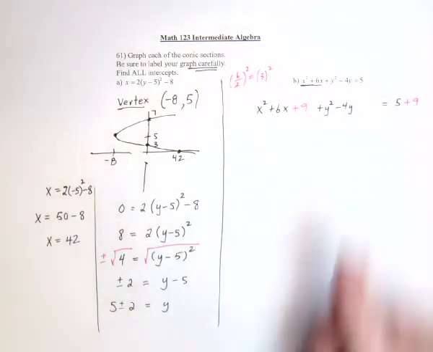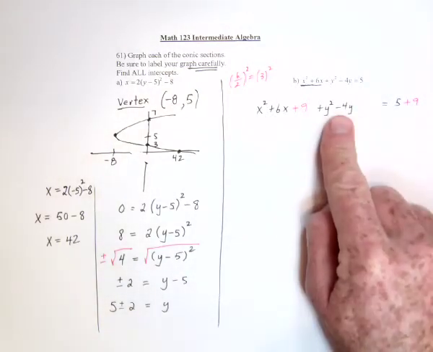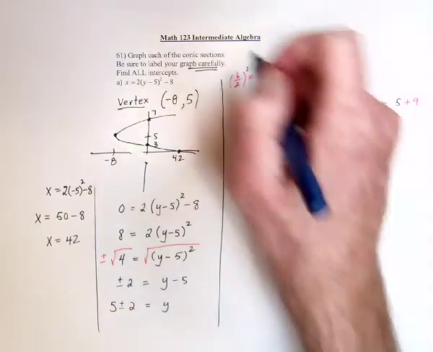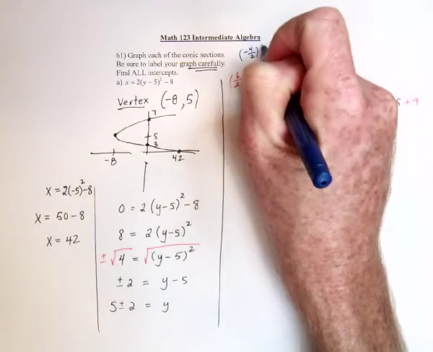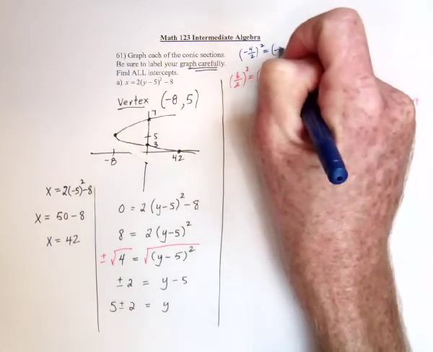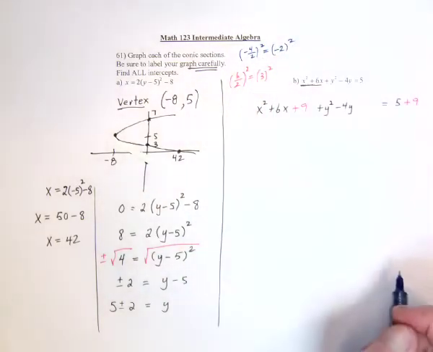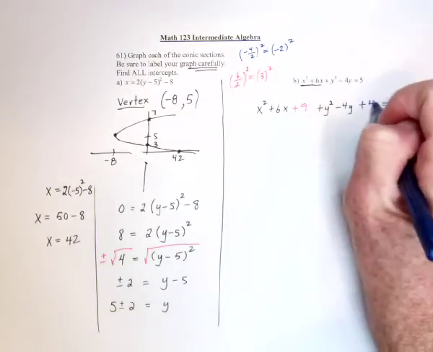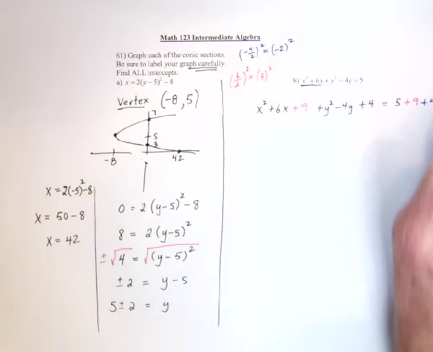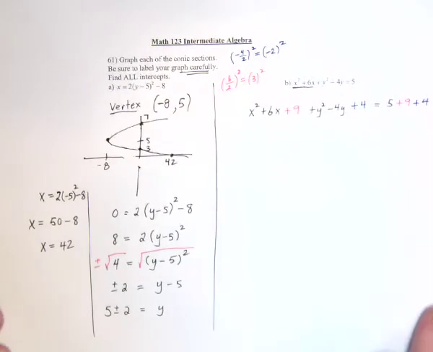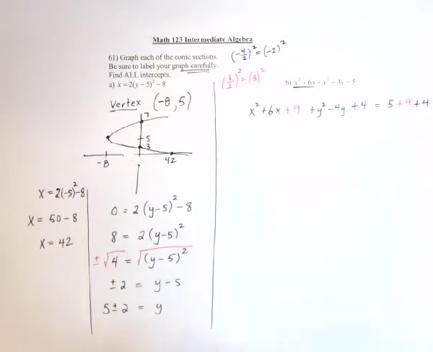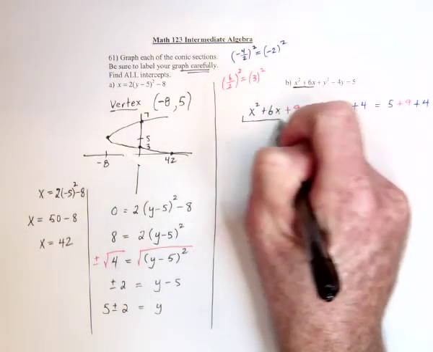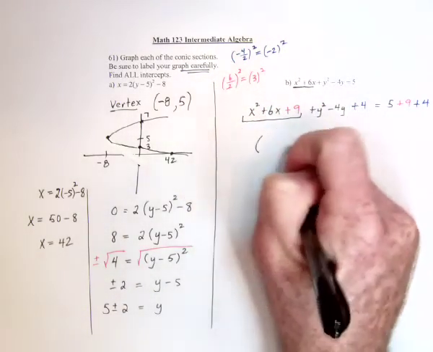Now do the same thing with this one's b term. So take a -4, cut it in half, and square it. So -2 squared is a +4, so add 4 to both sides. Now you group these 3 terms together, and it can be factored into a perfect square.